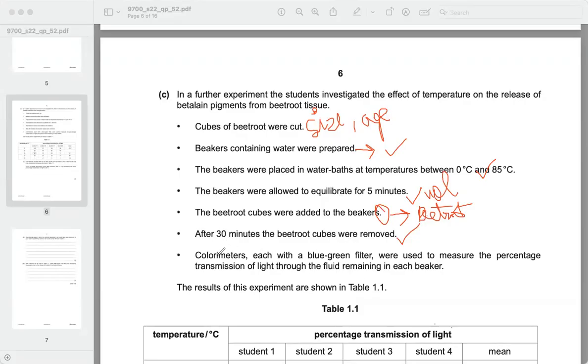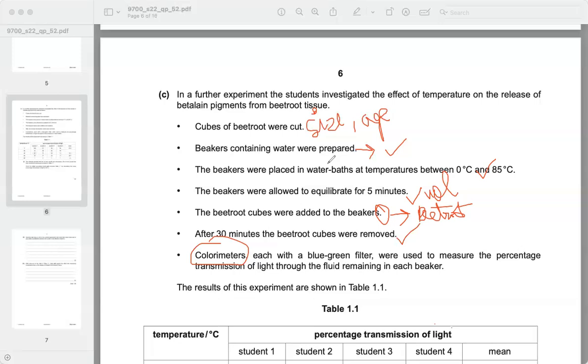Okay. Now we move to colorimeters. It says colorimeters, each with the blue-green filter, were used. So here they are saying that they are using multiple colorimeters, which can lead to multiple errors. And we don't want any errors to happen at this point of time. So we should be using one colorimeter. Okay. One colorimeter that is there.